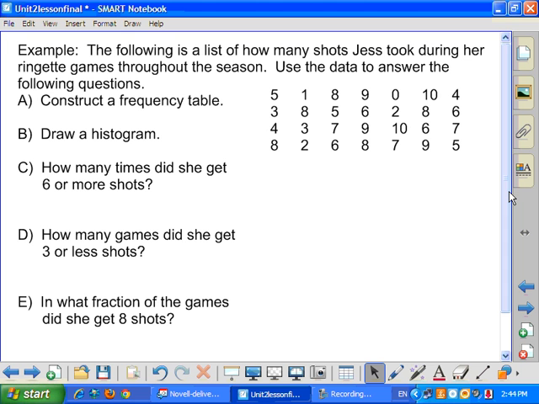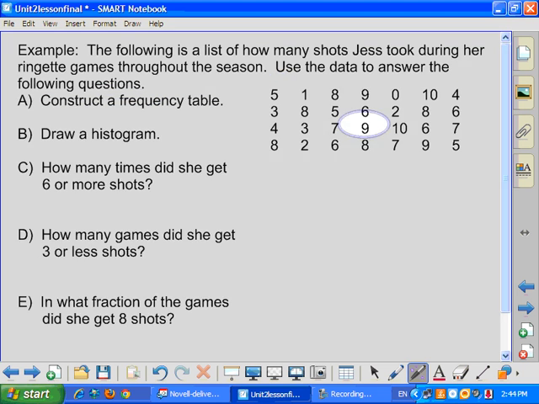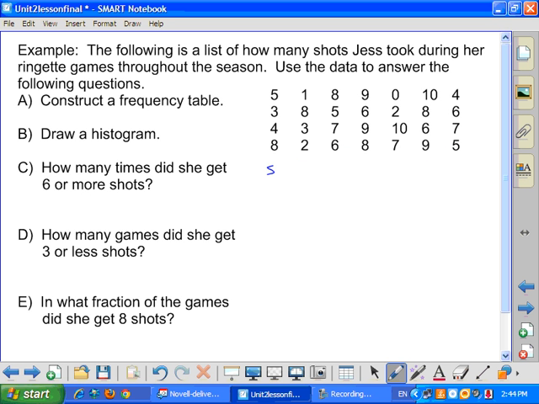Construct a frequency table. I'm looking at A part here. If I'm going to construct a frequency table, I have to list all of the data. So I'm looking at the data now, and I need to find what the possible answers are. I'm going to create a shots column. When I look at it, I see that there is a game where she had 0 shots, so I have to have 0 in my chart. As I scan through it, it looks like the maximum number of shots she got was 10. So I'm going to create 0 through 10 here: 4, 5, 6, 7, 8, 9, and 10.